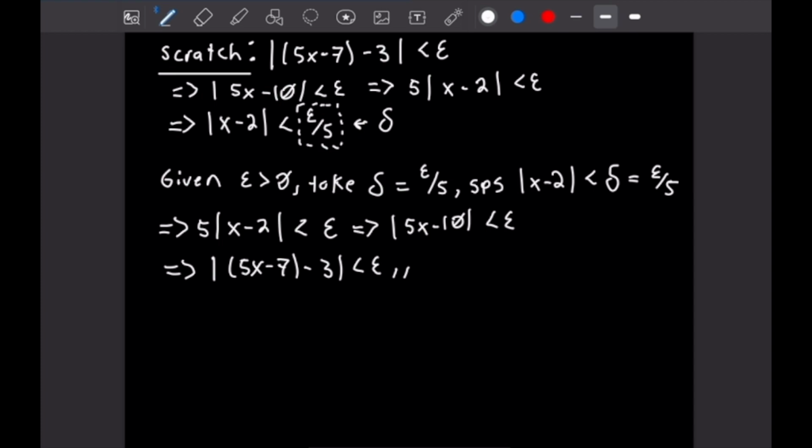As we started with an arbitrarily small epsilon and took a specific delta that let us show that the absolute value of x minus a is less than delta implies that the absolute value of f(x) minus L is less than epsilon. Great, so let's go ahead and get into our second proof like this.